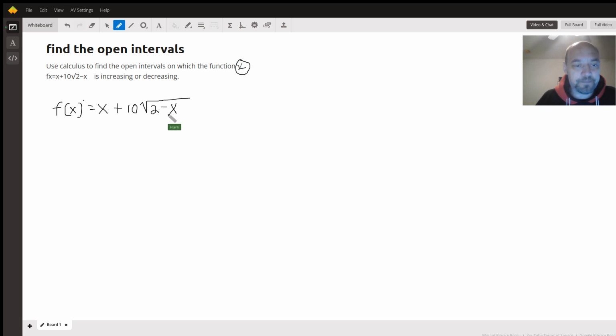This function, 2 minus x, is under the square root. So if x is bigger than 2, it doesn't exist. So x is less than or equal to 2. So 2 is going to be one of the critical points, but we'll see what happens with it when we take the first derivative. What's the first derivative? F prime of x.